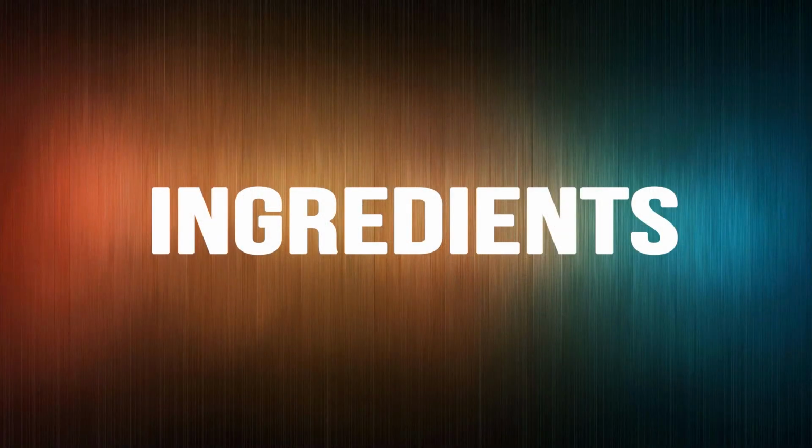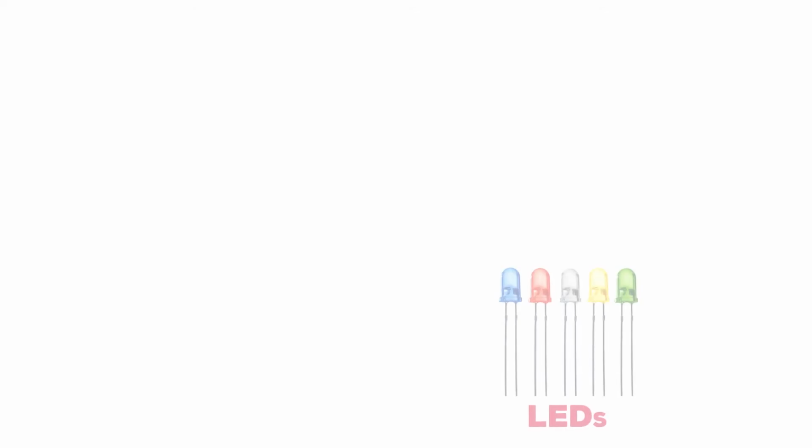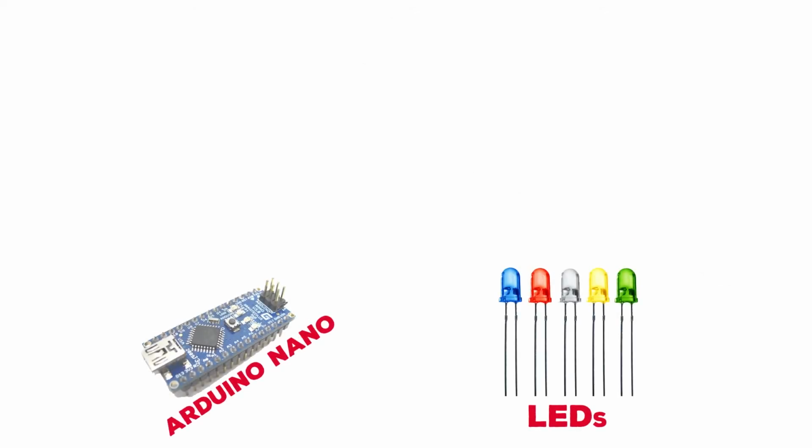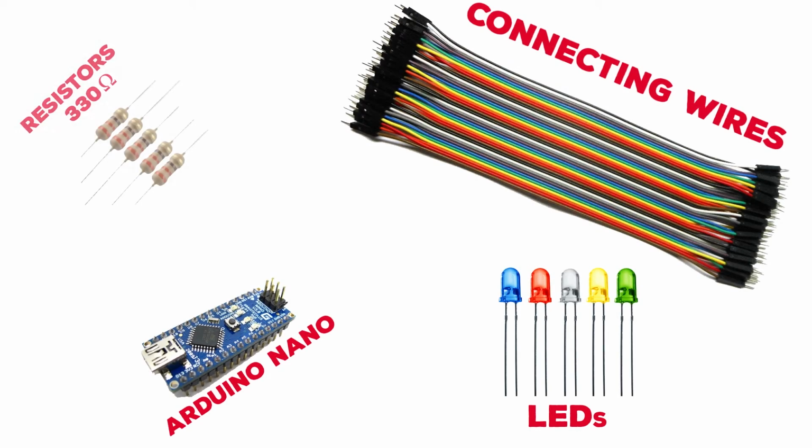So let's have a look at the ingredients that we would be requiring to make this very own project. Here we are going to use 9 LEDs, 3 of which would be red, 3 of which would be yellow and 3 of which would be blue. You can use any of the other colors depending on what is available to you.